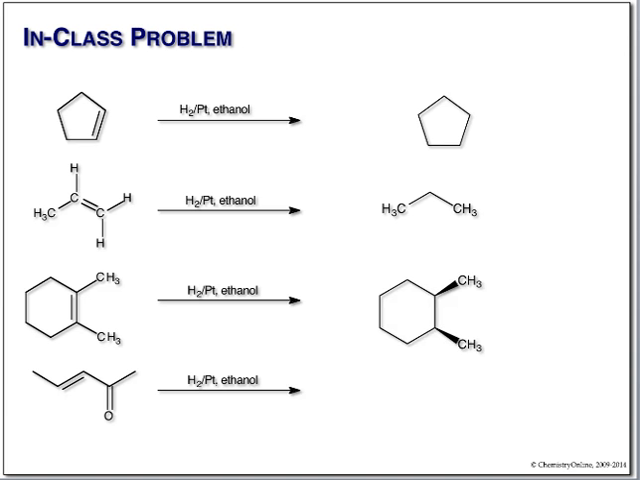Hydrogen and platinum does not reduce a carbonyl easily. It can if you really beat on it. We'll see that in chapter 17. But all we're going to do is reduce our double bond here and make this simple ketone.